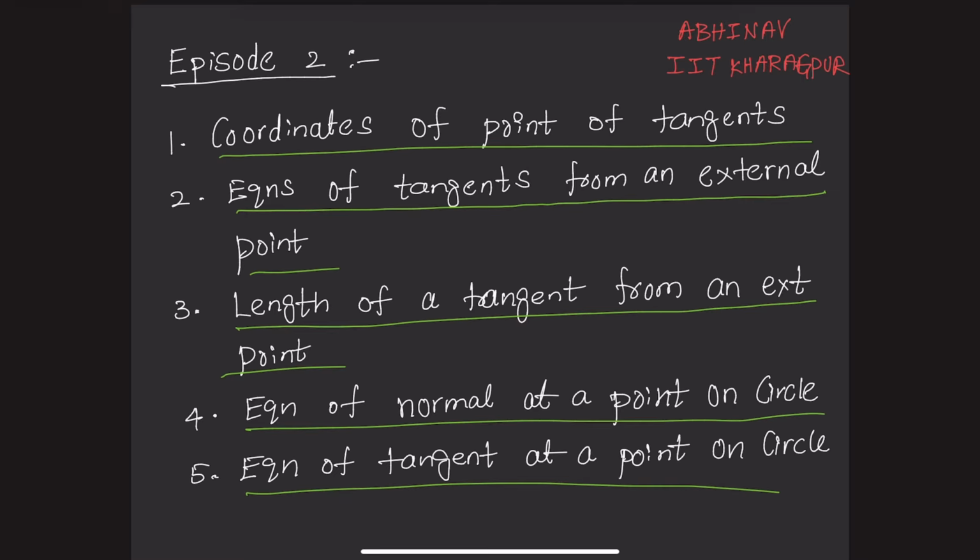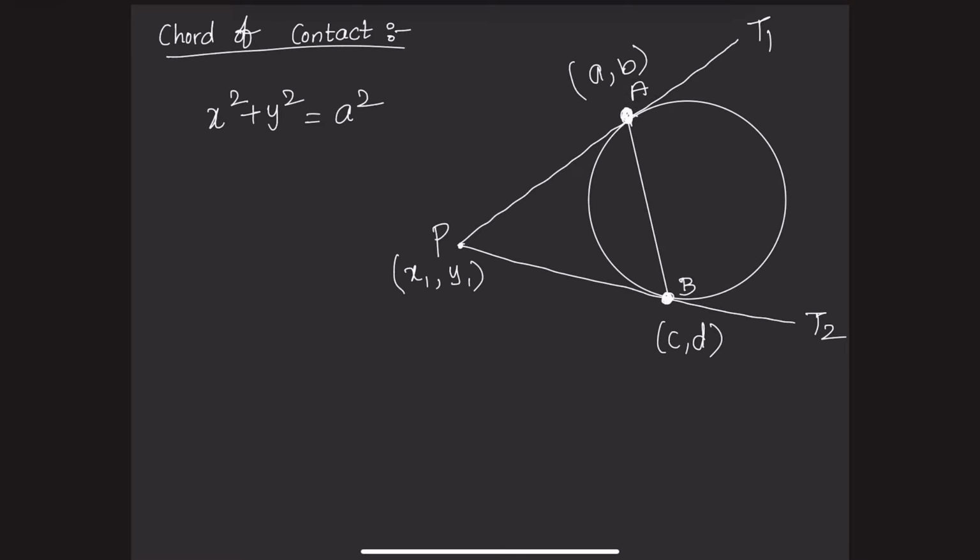So in this episode, which is episode 3 of the series, we are going to discuss two important concepts and we are going to solve 3 questions. The concepts that we are going to discuss are chord of contact and director circle. All right. So what is chord of contact?